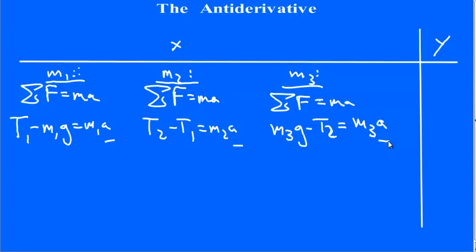I also want you to look at how the signs correlate, right? In other words, in this situation for M1, T1 was positive because that's the direction of acceleration. Whereas in equation 3, the tension was negative, because on M3, T2 is pulling up, which is opposite the direction of acceleration for M3. So notice how I made all my signs agree.